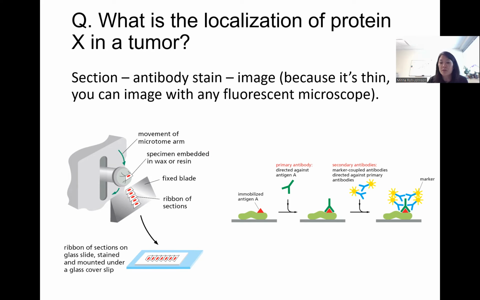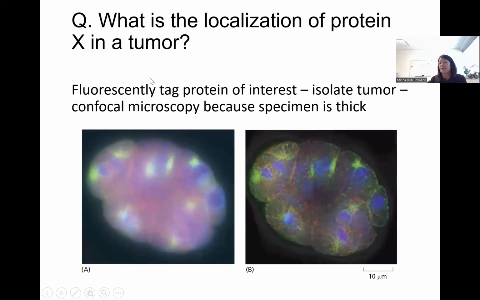So that's one way. Maybe another way is I want to fluorescently tag that protein of interest. So I make protein X GFP, make the tumor, isolate the tumor. Now the tumor is a little bit thicker. So I'm going to use confocal microscopy to visualize the GFP localization in that sample because my tumor slice is a little bit thicker. Maybe I could even keep part of the tumor alive and use live microscopy because I GFP tagged it, right? That tells me the localization, but also tells me if that localization changes.